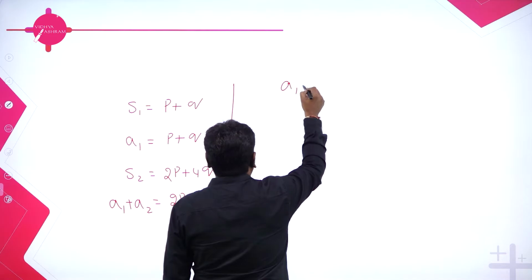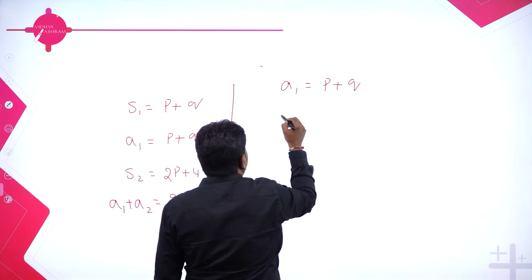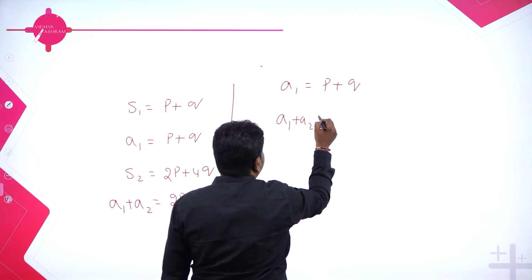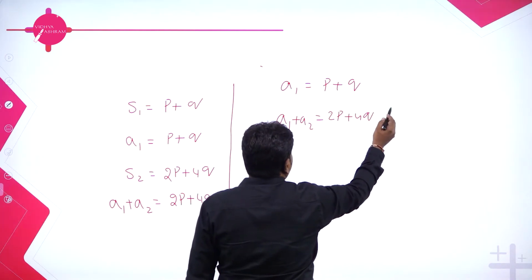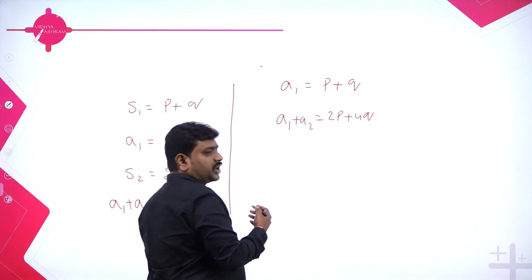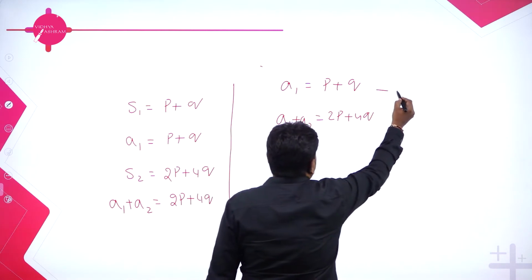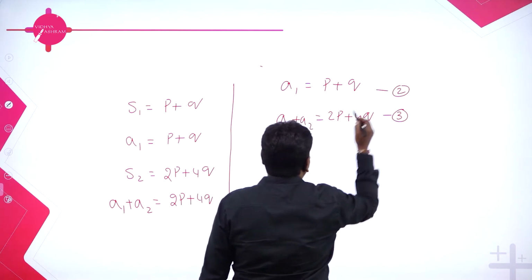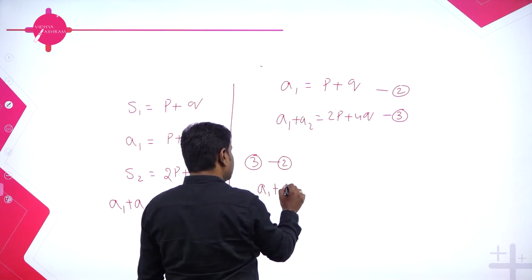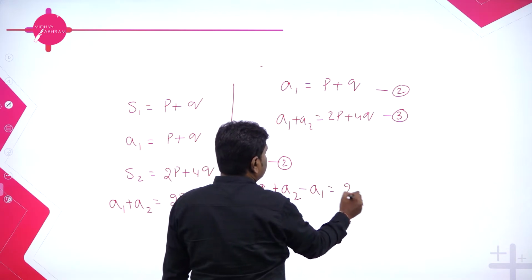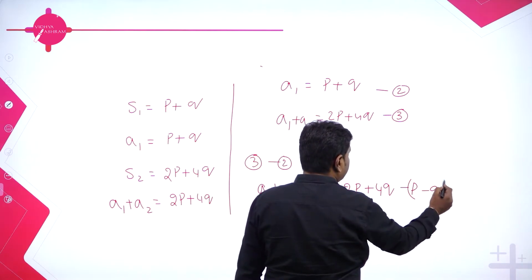See, I have A1 is P plus Q, and I have A1 plus A2. A1 plus A2 is how much? That is 2P plus 4Q. Now subtracting these two will give the required value. I call these equations 2 and 3. Doing 3 minus 2, the LHS becomes A1 plus A2 minus A1, and the RHS becomes 2P plus 4Q minus P minus Q, or minus of P plus Q.